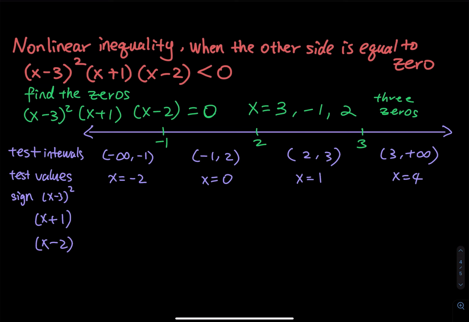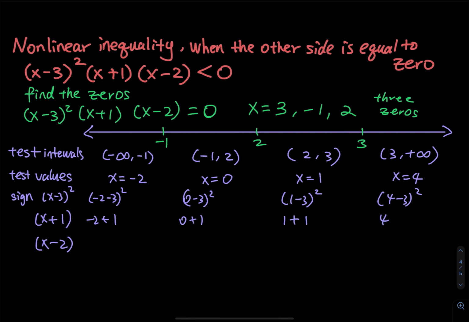Okay, so for the square, I know whenever you square, you always get a positive, right? So you have negative 2 minus 3 squared, and then 0 minus 3 squared. And then 1 minus 3 squared, and then 4 minus 3 squared. Negative 2 plus 1, 0 plus 1, 1 plus 1, 4 plus 1, 2, negative 2 minus 2, 0 minus 2, and then 1 minus 2, 4 minus 2.